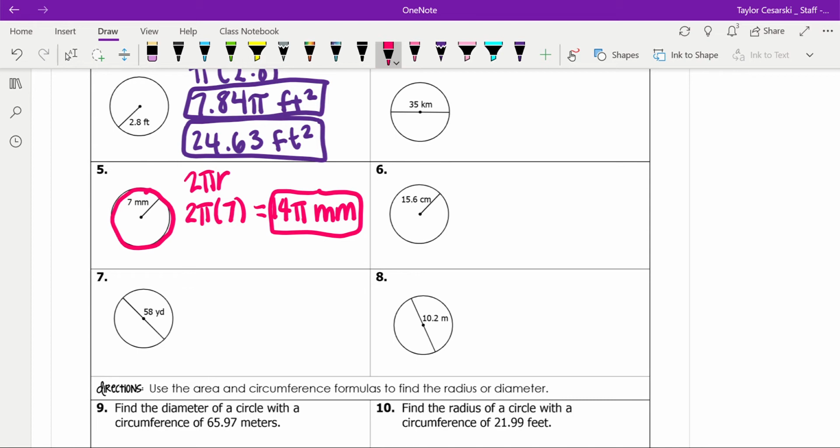The other way would be to type it in your calculator, and you get 43.98 millimeters. Okay.